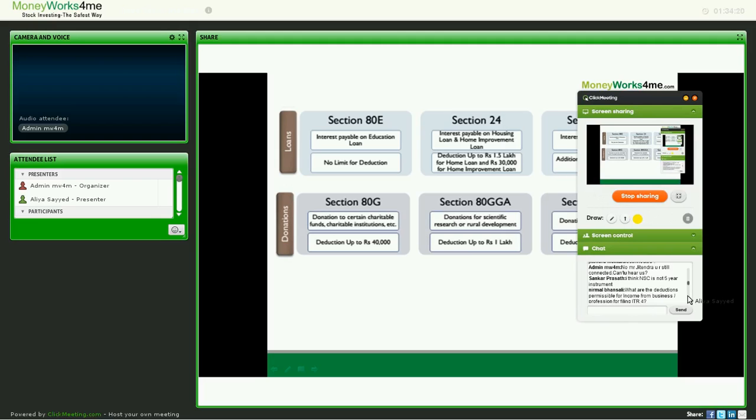Nirmal Bhansali is asking what are the deductions permissible for income tax from business or profession for filing ITR. So basically, the income from your business is clubbed into your gross total income, and as an individual you can claim the same deductions that are applicable on your salary. Your income from your business is clubbed with your other normal income, and then the deductions are applicable.